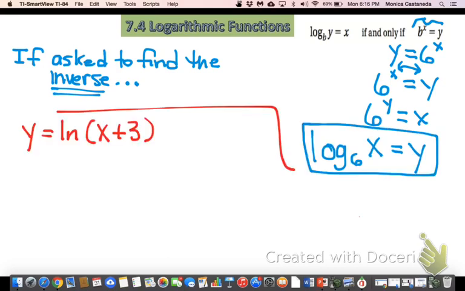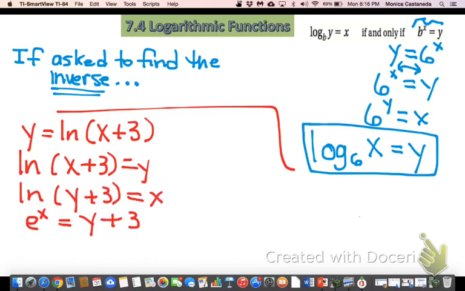Here I have a natural log. The first thing we're going to do is put the y on the side all by itself. And next we're going to go ahead and switch the order or the spots of the x and y. And then remember that for the natural log, our base is going to be e. So keep that in mind. And I'm going to pause this and just fill it in.